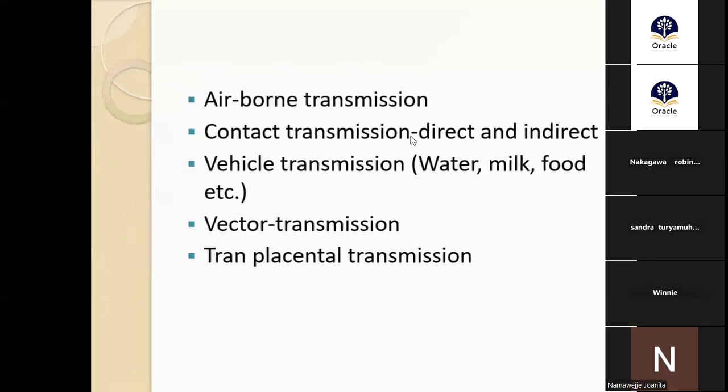So airborne transmission, contact transmission, direct from person to person. Vehicle transmission, where a vehicle in this case could be water, milk, food, etc. So you're eating food which has been contaminated by these organisms. Vector transmission, for example mosquitoes are vectors for Plasmodium parasites, which cause malaria. It could also be placental, from mother to child, across the placenta.